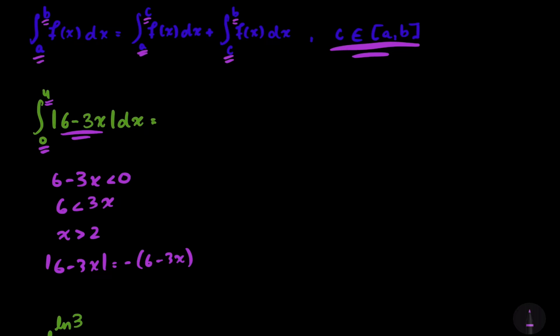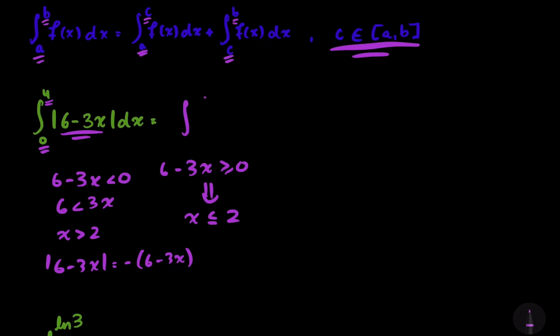Because whenever we apply the absolute value, we're taking the negative of a negative quantity, so we end up with a positive quantity. We know that whenever x is greater than 2, our argument is going to be negative, and hence, when we take the absolute value, we have to take the negative of that to become positive. Then with that in mind, we know that 6 minus 3x is going to be greater than or equal to 0 whenever x is less than or equal to 2, right? That just comes from taking the negation of x is greater than 2. With that in mind, we can separate out this integral into two different parts.